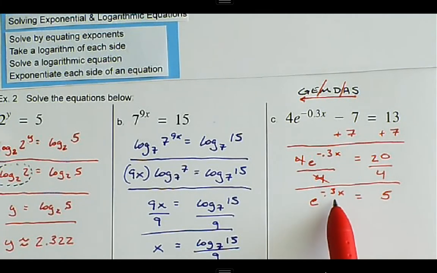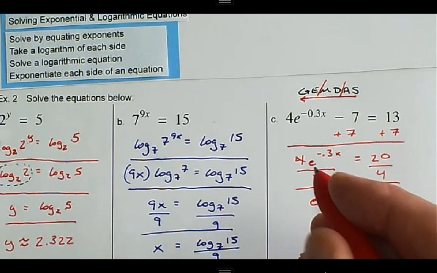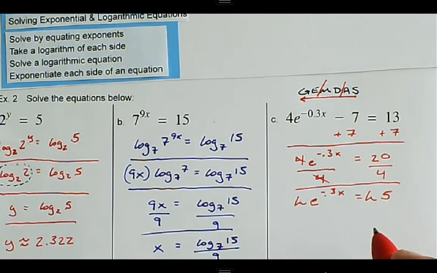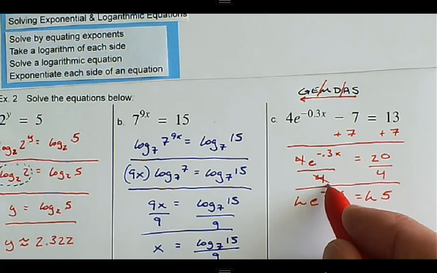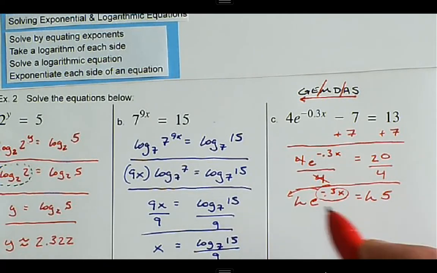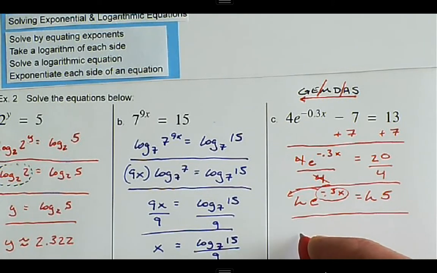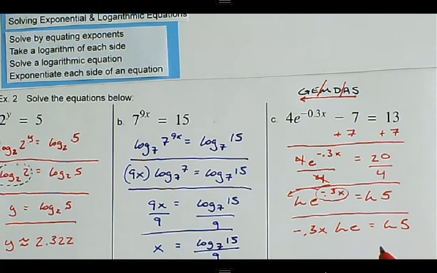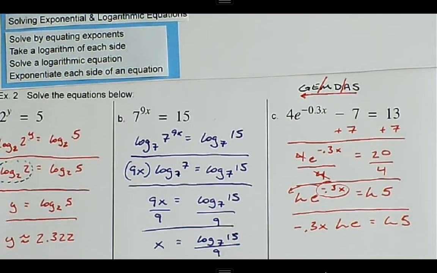Okay. Now we have the variable in the exponent. We don't have any other operations there. So we have to get the variable out of the exponent, and we have the base e, and we can remember that natural log is base e. So we'll take the natural log of both sides. And what that does for us is it allows us to take our variable out of the exponent. So negative 0.3x multiplied by the natural log of e is equal to the natural log of 5. Natural log of e is 1.